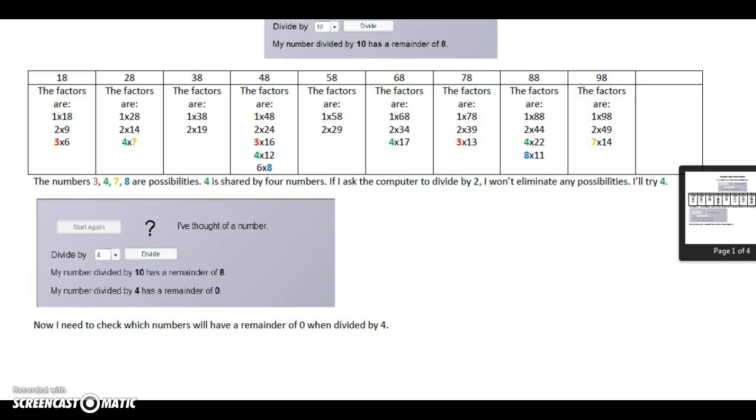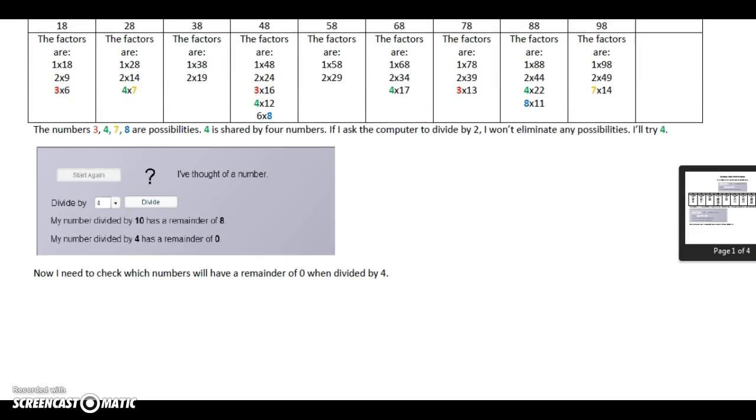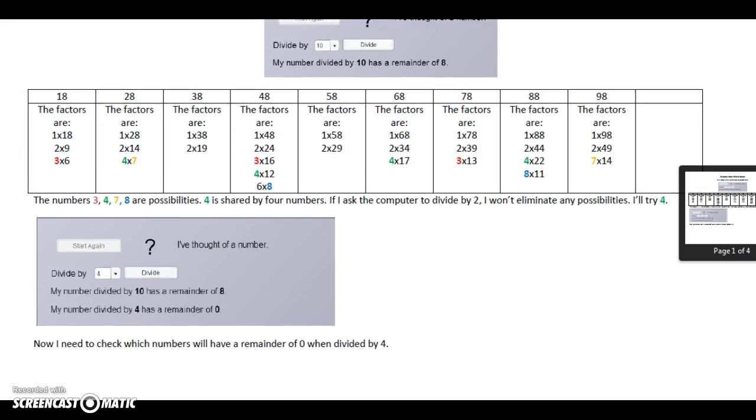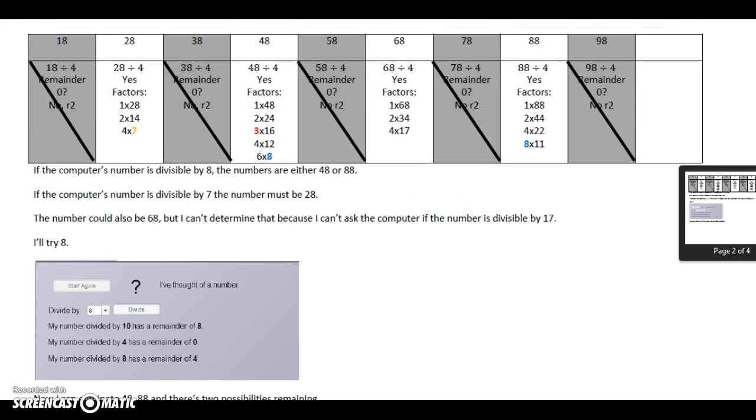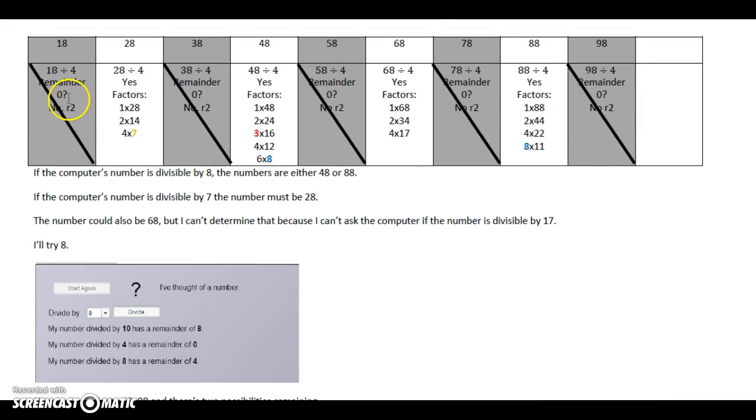So let's take a look and see how that narrowed down my possibilities. I need to check which numbers will have a remainder of 0 when divided by 4. So I go ahead and do that. And what I've got here is a list of the factors. Okay, here we go. And now, 18 divided by 4. Does that have a remainder of 0? No, that has a remainder of 2. So 18 isn't a possibility.